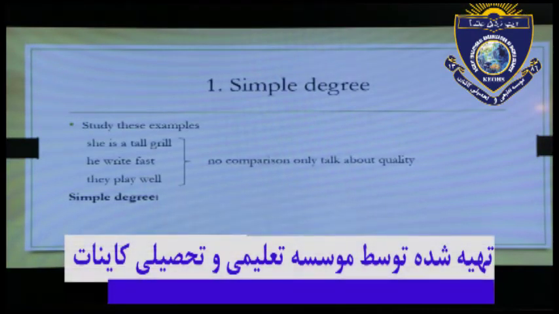Study this example. First, read the example words. She is a tall girl. He writes fast. They play well.